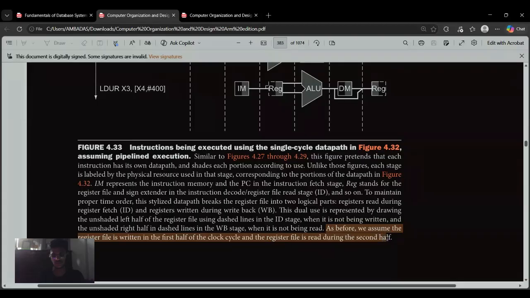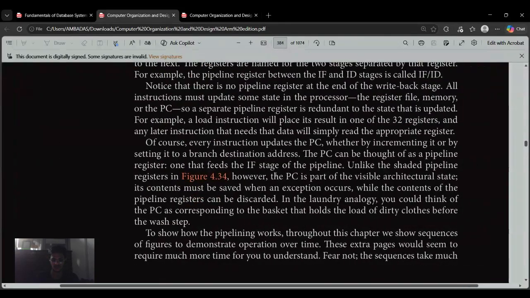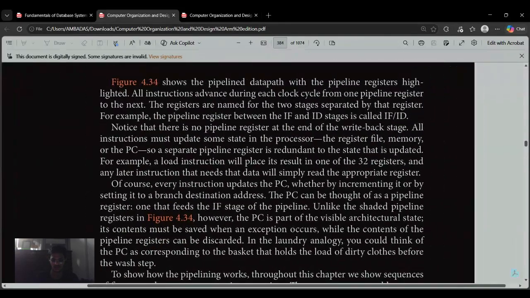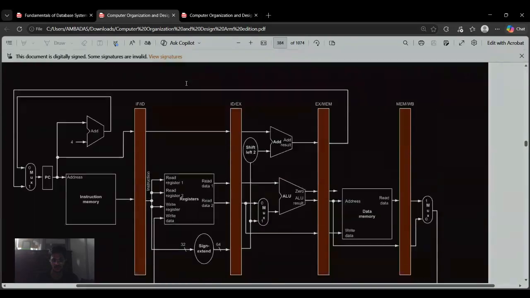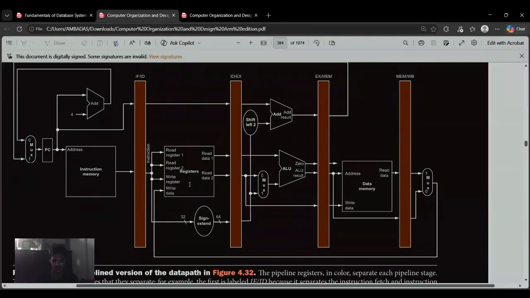This is important: the register file is written in the first half of the clock cycle, and the register file is read in the second half of the clock cycle. You should get an intuition about this. Figure 4.34, yeah, this is 4.34.